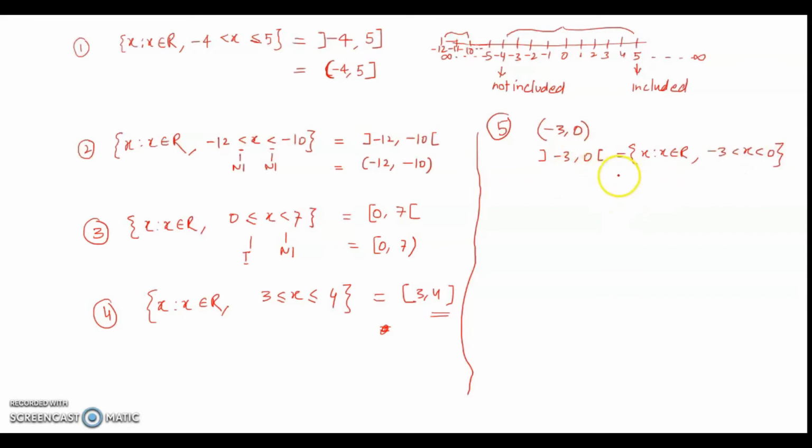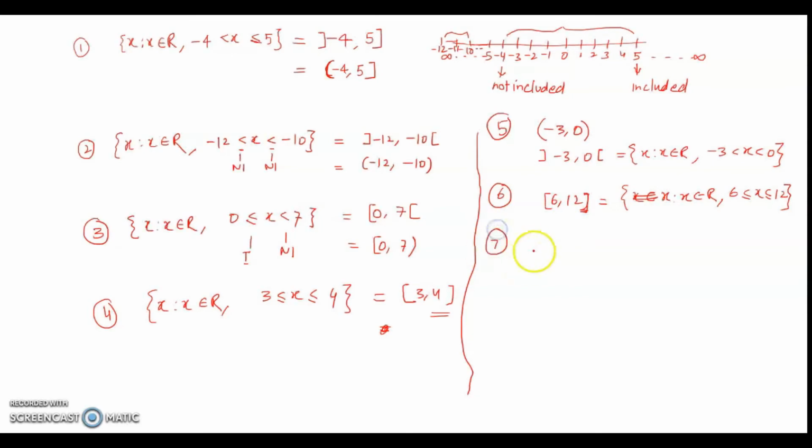So that is writing an interval into a set builder form. For the sixth example, I can take 6 and 12, both boundaries closed. So definitely I'm going to come up with equal to signs here. x such that x belongs to R, and 6 is less than or equal to x is less than or equal to 12.